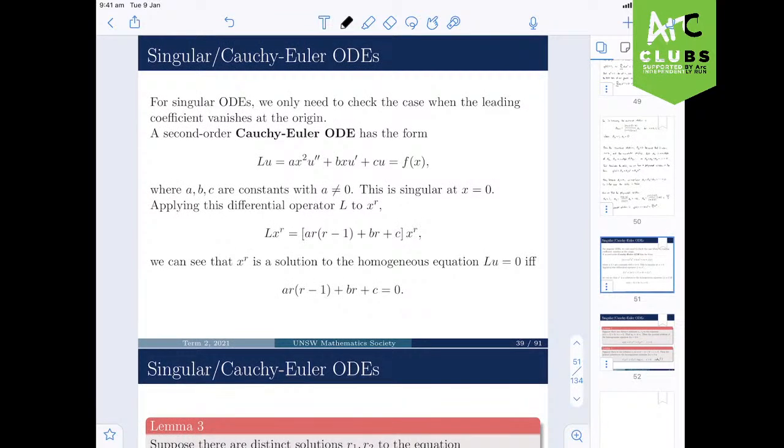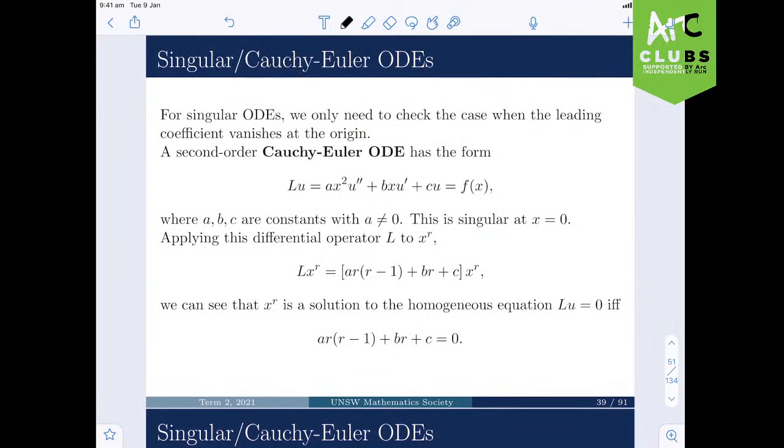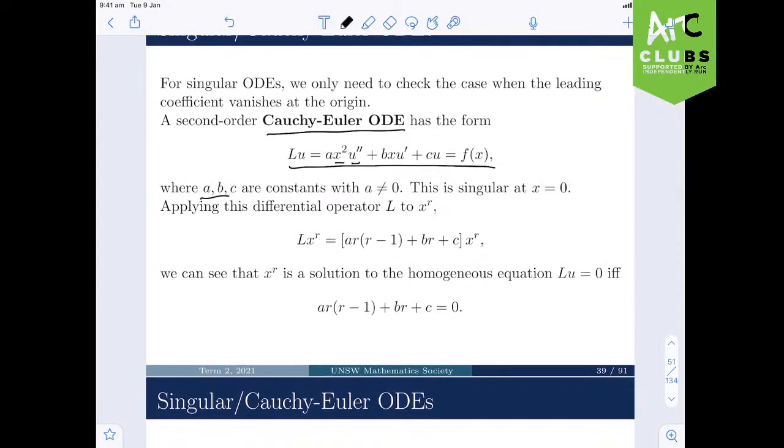Now remember what I said about singular ODEs? Singular ODEs are just ODEs where the leading coefficient vanishes on the interval that they're defined on. So for example, the Cauchy-Euler ODE has this form: ax squared u double dash plus bx u dash plus cu equals f. Notice the power on the x coefficient is equal to the order of the derivative. And a, b, c here are constants with a not equal to 0, for obvious reasons. And this is singular at x equals 0, because x squared is 0 at x equals 0.